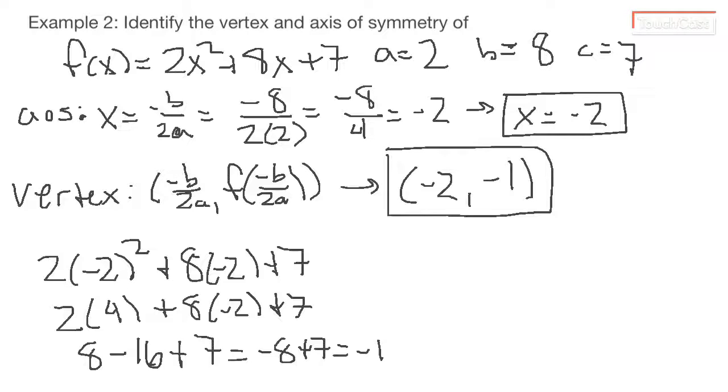And they asked us to find the axis of symmetry and the vertex. So we're actually done with this. If they did want us to find the zeros, we could have done that by using the quadratic formula or some other methods. And I'll list those methods on our next page.